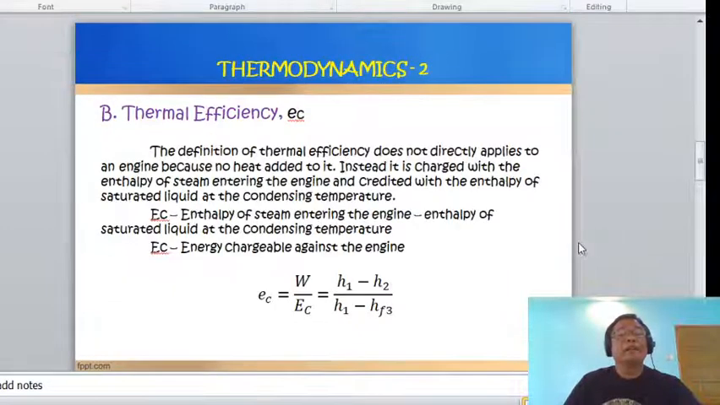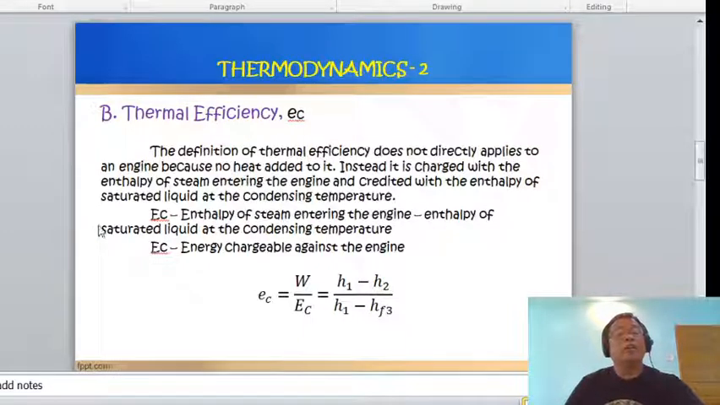So next is the thermal efficiency. The definition of thermal efficiency does not directly apply to an engine because no heat is added to it. Instead, it is charged with the enthalpy of the steam entering the engine and credited with the enthalpy of saturated liquid at the condensing temperature. Take note class, we have here the energy chargeable, EC, the energy chargeable against the engine. That is the enthalpy of the steam entering the engine minus the enthalpy of saturated liquid at the condensing temperature or at back pressure.